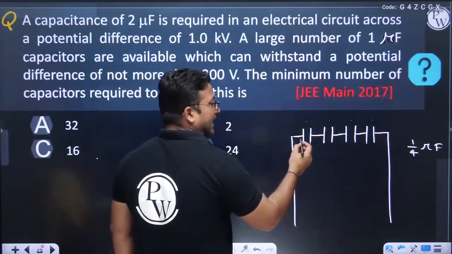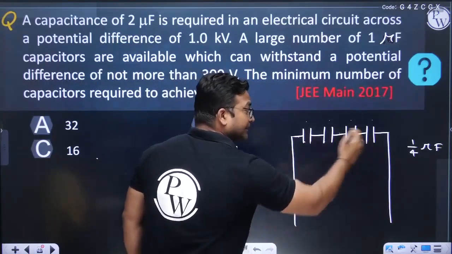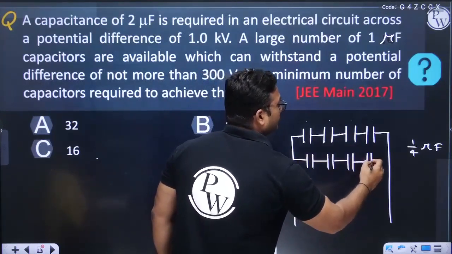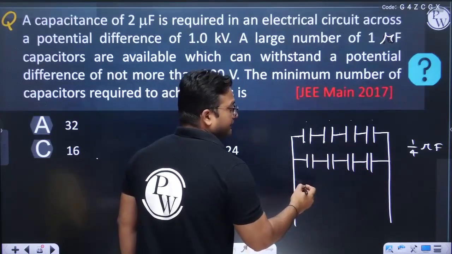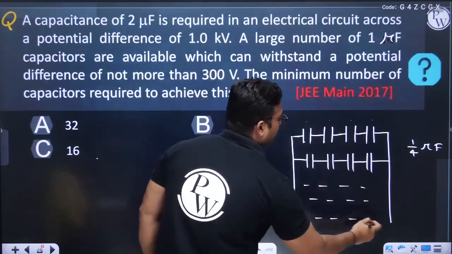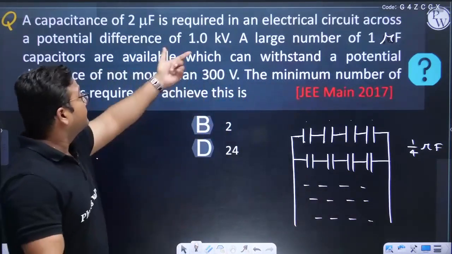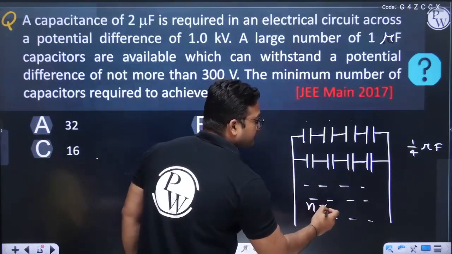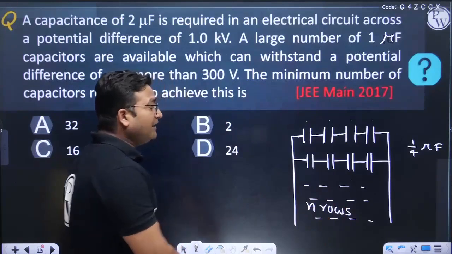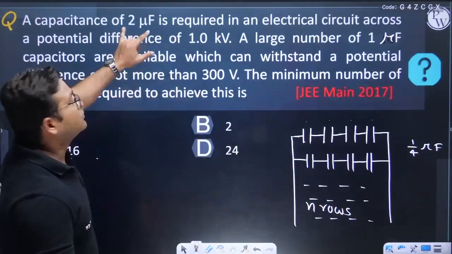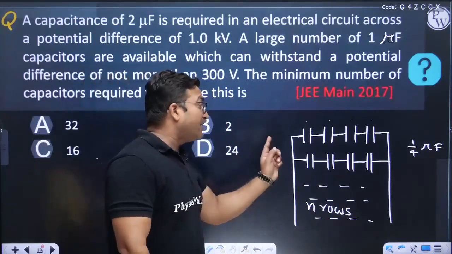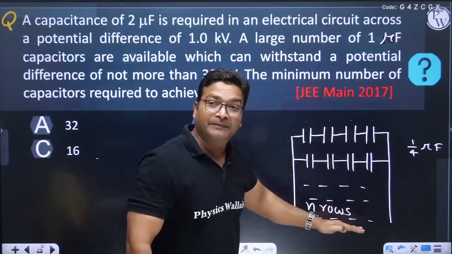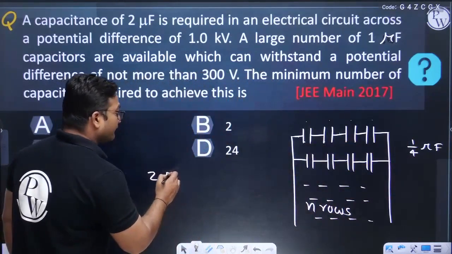We will have to add a few more rows identical to this, so that every row can withstand or tolerate a voltage of 1200, such that 1000 volt can be given. Suppose we have added n rows. In n rows, the net capacitance should be 2 microfarad. The capacitance of each row is 1 by 4 microfarad and all rows are in parallel. We require 2 microfarad.